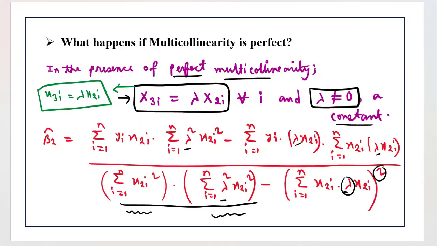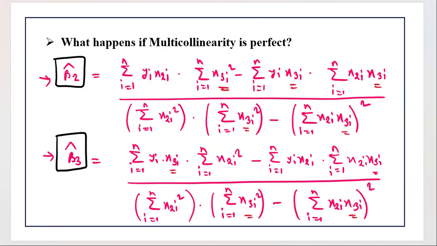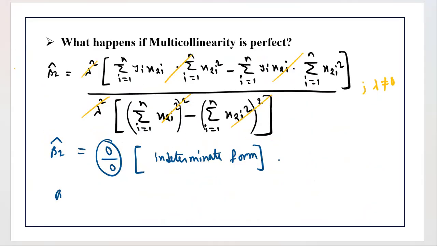The similar thing can be shown using beta 3 cap. I want to give you this as your homework. Please do this on your own. In beta 3 cap, use the same expression. Instead of x3i, put lambda x2i in these four places and show that this will also come out to be in a 0 by 0 format, which is also an indeterminate form.